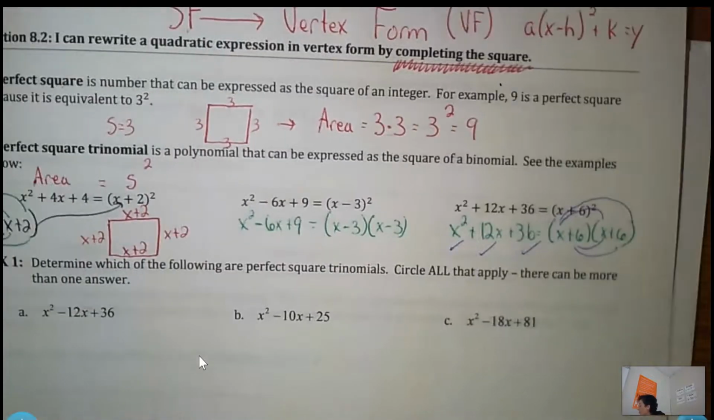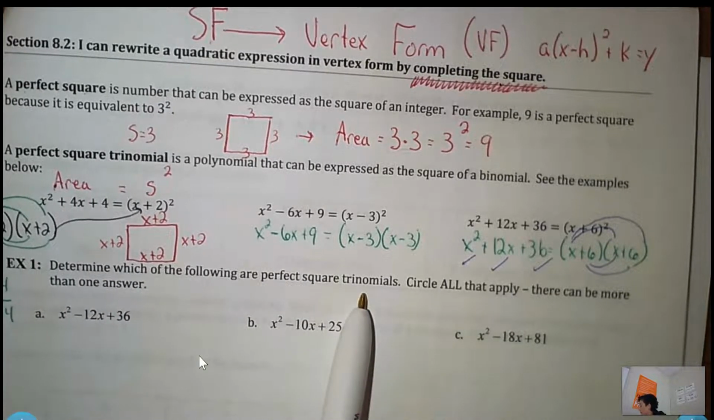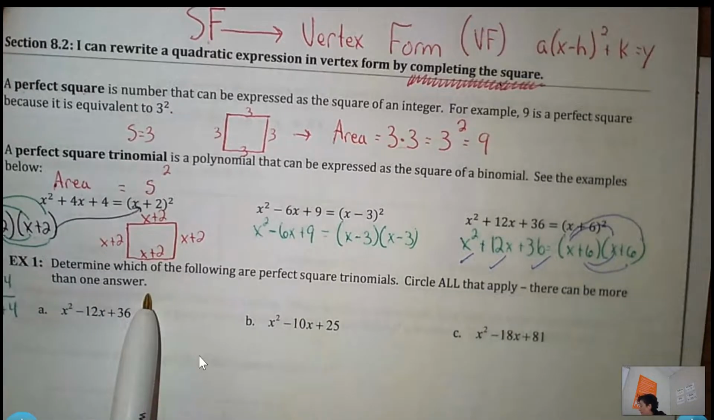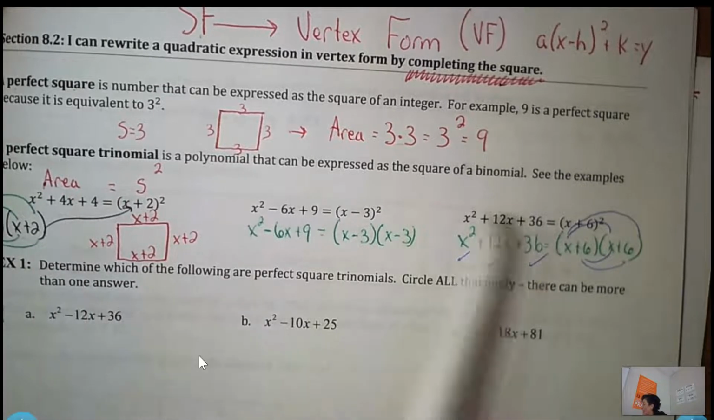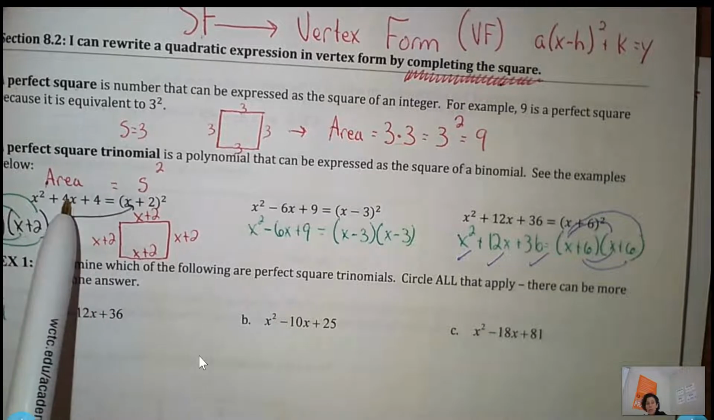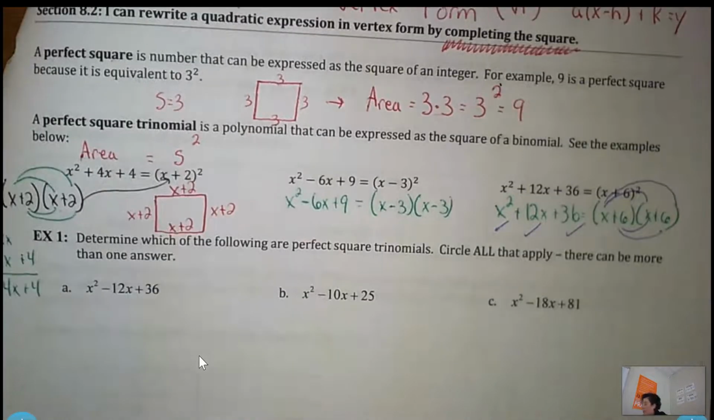So what we're going to do is determine which of the following are perfect square trinomials. We're going to circle all that apply, and there can be more than one. So the idea is, what was happening here is I was showing you how to get from factored form to standard form. Now we're in this part, we're going to go from standard form back to factored form.